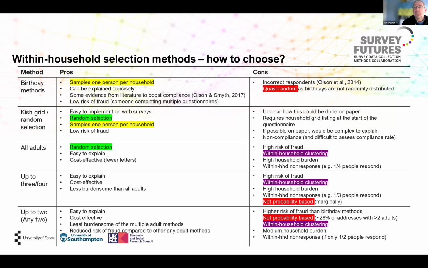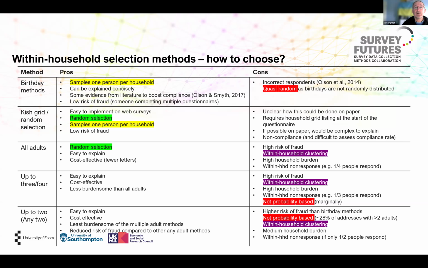Another distinction is that if you use a random selection method like Kish Grid, or you ask for everyone in the household to take part, those are genuinely random methods, and you have a genuinely random sample. Birthday methods are quasi-random. It's not quite a random method because people are not allocated birthdays purely at random.